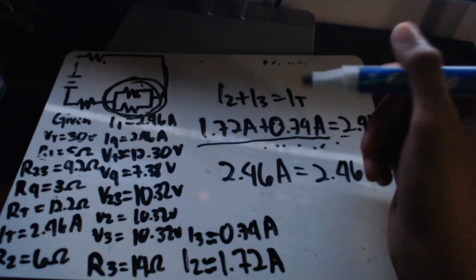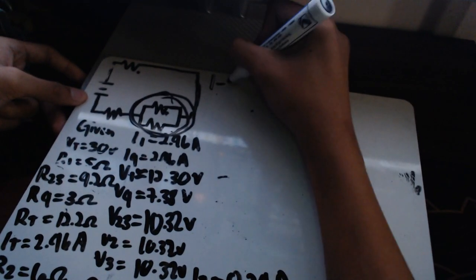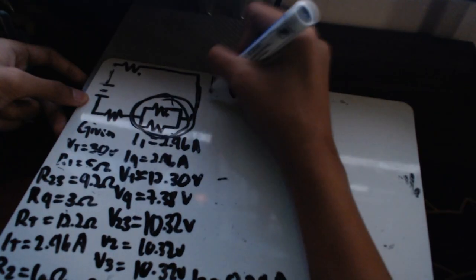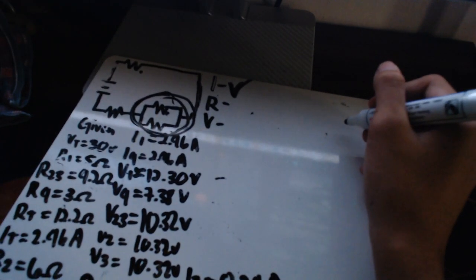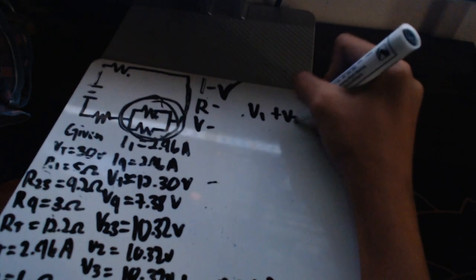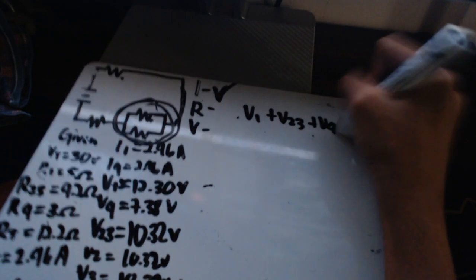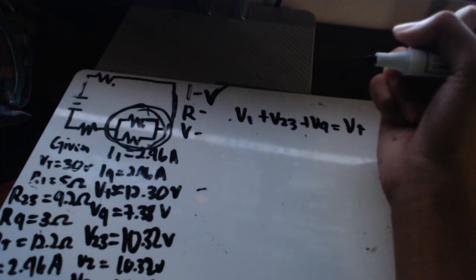We can also check the voltage. So the current is done. Check the rest. Now we have to check the voltage. They must also add up, V1 plus V2 plus V4 equal VT. They must absolutely add up to the total voltage.